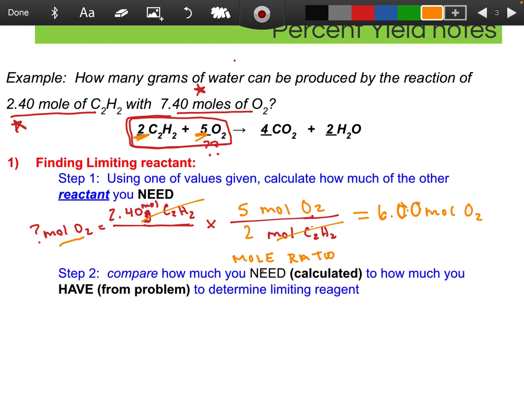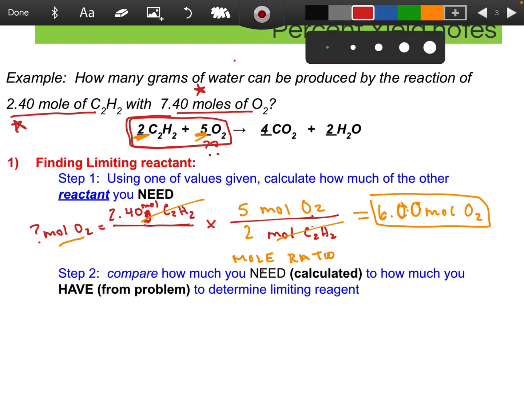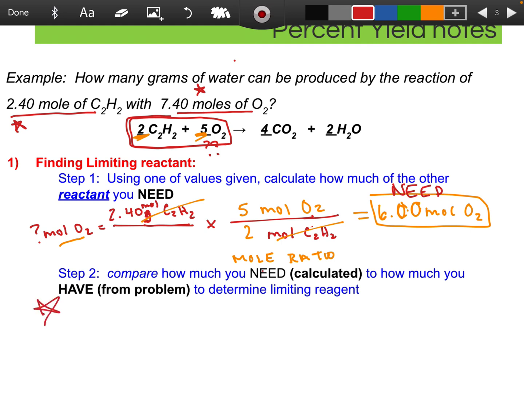moles of O2. So remember, when you are figuring out limiting reactant, when you calculate your value, that tells you how much of the other reactant you need. Now you have to do this comparison. So we have to compare how much we need to how much we have. So we need 6 moles of O2. From the problem, we have 7.4. So this is how much we have available. So we need 6 moles. We have 7.4 moles available. So we have enough O2.